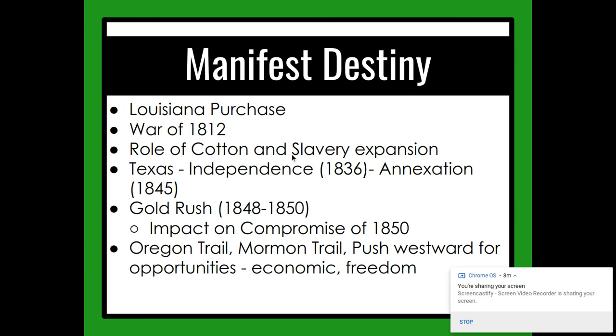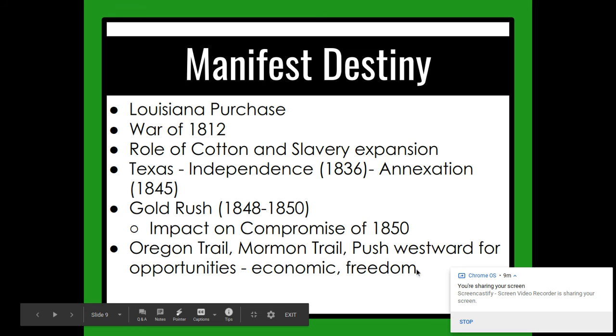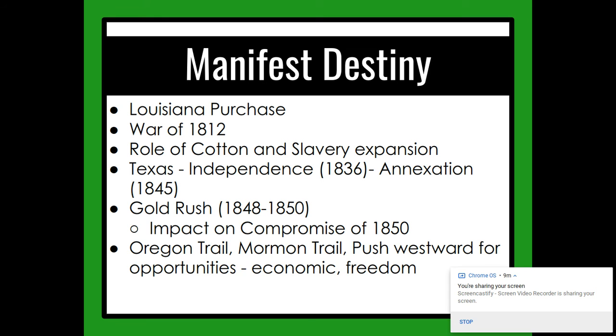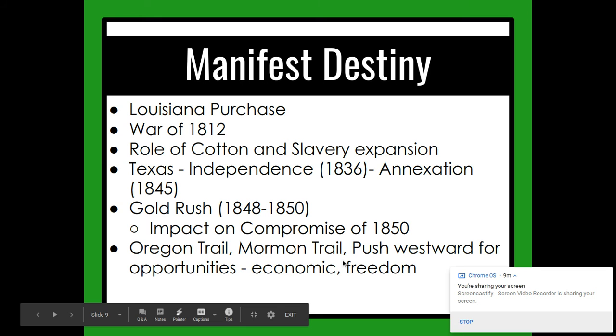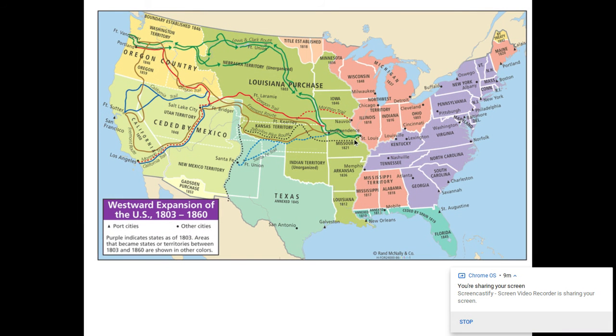Texas is going to be part of that role of expansion of cotton and slavery when first Texas is going to get its independence in 1836, and the annexation of it is going to be 1845. The gold rush is also driving internal migration between 1848 and 1850. This helps lead to the Compromise of 1850, so there's a connection here between migration and politics. We also see trails happening across the United States to push people westward before the Transcontinental Railroad, the Oregon Trail and the Mormon Trail being two major examples of that westward migration. And this is a map that specifically shows you some of those trails. This green line here is the Oregon Trail, and we have the Mormon Trail of people heading over to Salt Lake City via these routes drawn in right here.